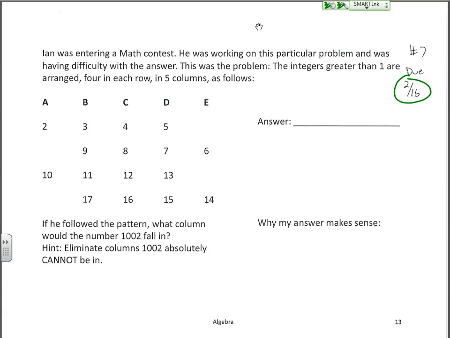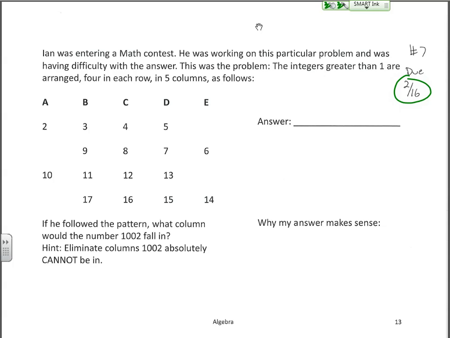So this first question, Ian is entering a math contest. He's working on the particular problem, and this is the problem. The integers greater than 1 are arranged 4 in each row in 5 columns as follows. So we begin with 2. Let me go to the right, 2, 3, 4, 5. Skip column E. And then second row, start with 6 in column E, go to the left, 6, 7, 8, 9. Then down in row 3, 10, 11, 12, 13. Down in row 4, 14, 15, 16, 17. And the question is, if this pattern is continued, in what column would the number 1002 fall in?